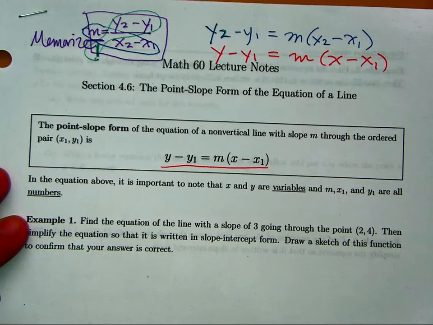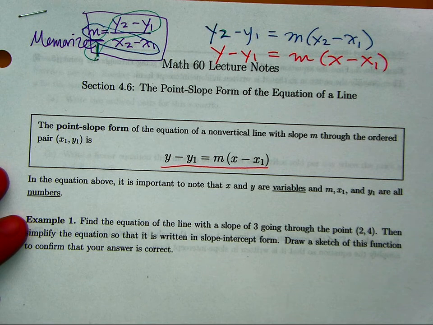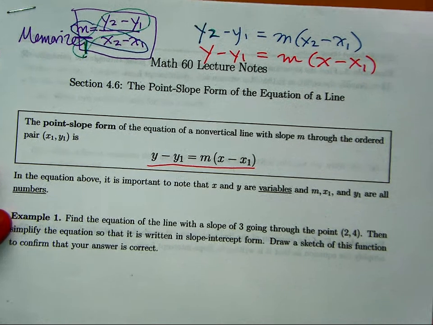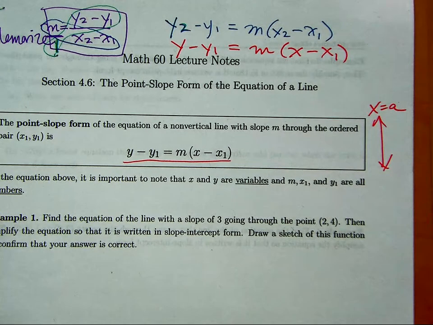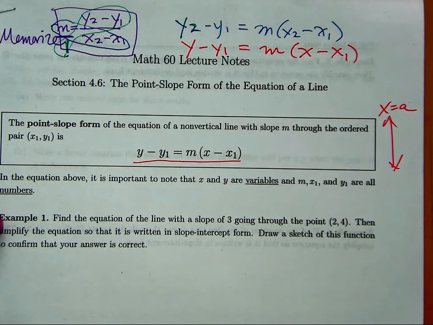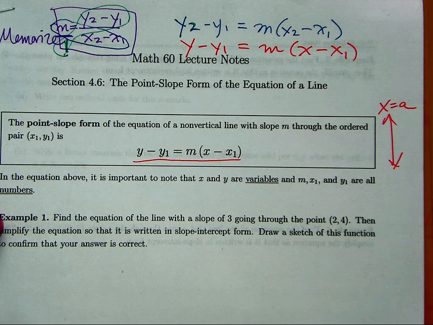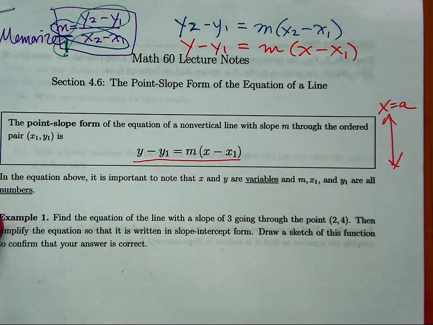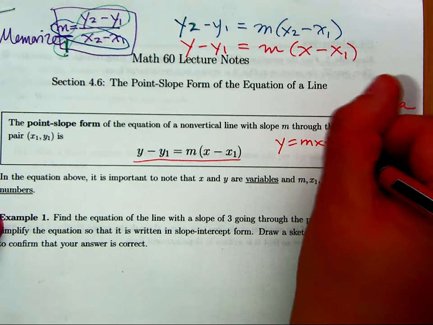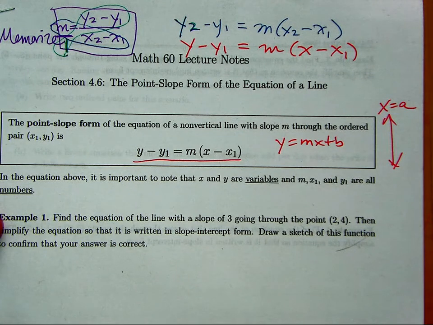This is called the point-slope form of the equation of a non-vertical line, because we talked about vertical lines are just x equals a number, of a non-vertical line with a slope of m through the ordered pair x1, y1. Now, a lot of you are probably thinking to yourself, well, why do I need another form? I already have y equals mx plus b, and what's that form called?